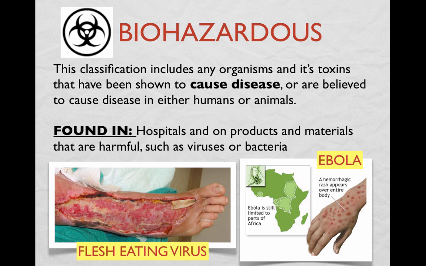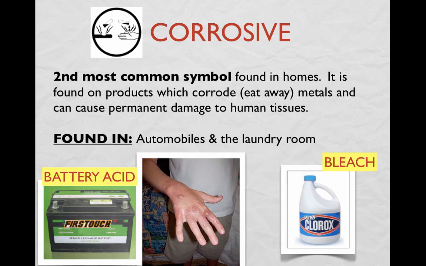The first Whmis symbol is biohazardous. This classification includes any organism and its toxins that have been shown to cause disease or are believed to cause disease in either humans or animals. This can be found in hospitals and on products and materials that are harmful, kind of like viruses or bacteria. Examples would be flesh-eating virus or Ebola.